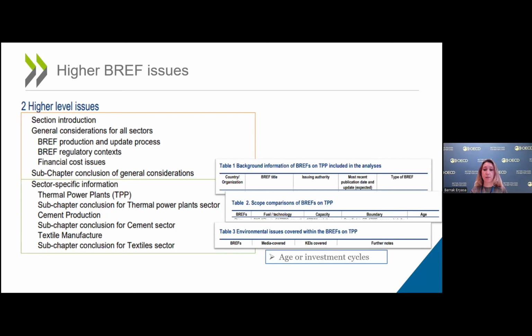BATs recommended. We've also noted the environmental issues covered within the BREFs, such as whether the media were multimedia or single media oriented. We noticed some information on if there were differences in or information provided on the ages and the investment cycles within the BREFs.